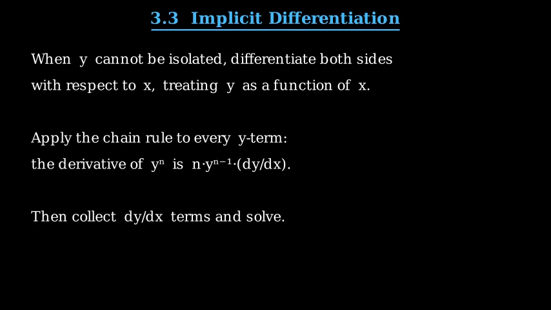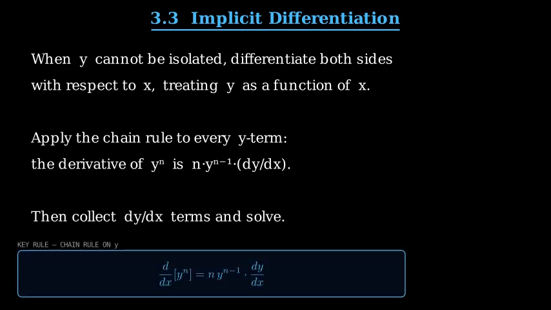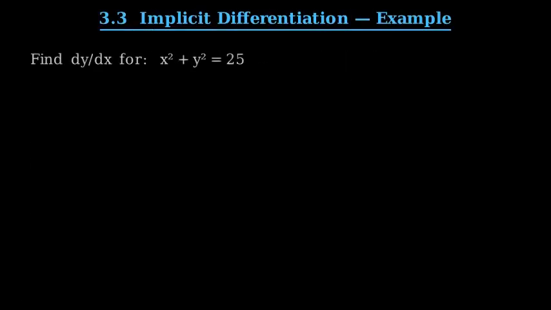Section 3.4. Derivatives of inverse functions. If f and f inverse are inverse functions, then the derivative of f inverse at x equals 1 divided by f prime of f inverse of x. The strategy to find this is straightforward. To find the derivative of f inverse at a, step 1, find c such that f of c equals a. Step 2, the answer is 1 divided by f prime of c. This formula always works, but you need to evaluate f prime at the right point.